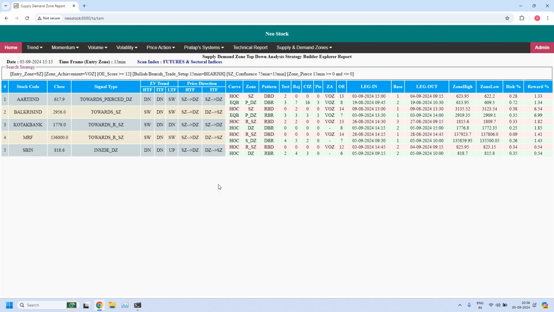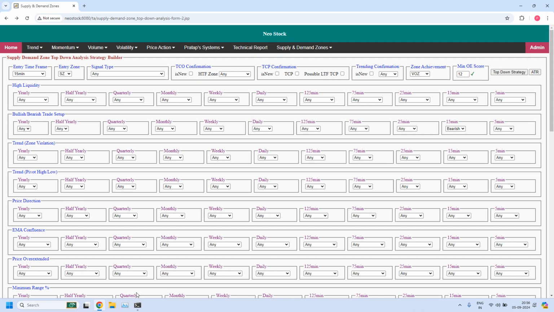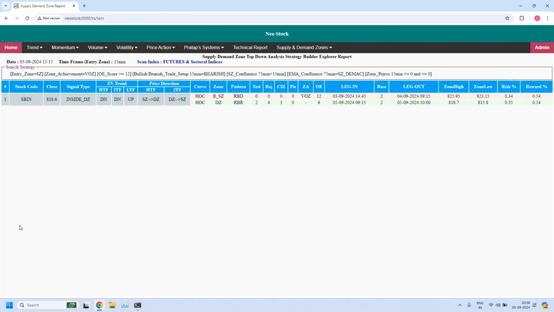But even before that, let's check if any of these 75 minute zones are having EMA confluence, daily EMA confluence. And the EMA confluence on the 75 minute zone, that is the ITF zone, because 15 minutes is part of the ITF zone. If this 75 minute supply zone is having daily EMA confluence, it is a high probability trade setup. Only one stock is filtered.